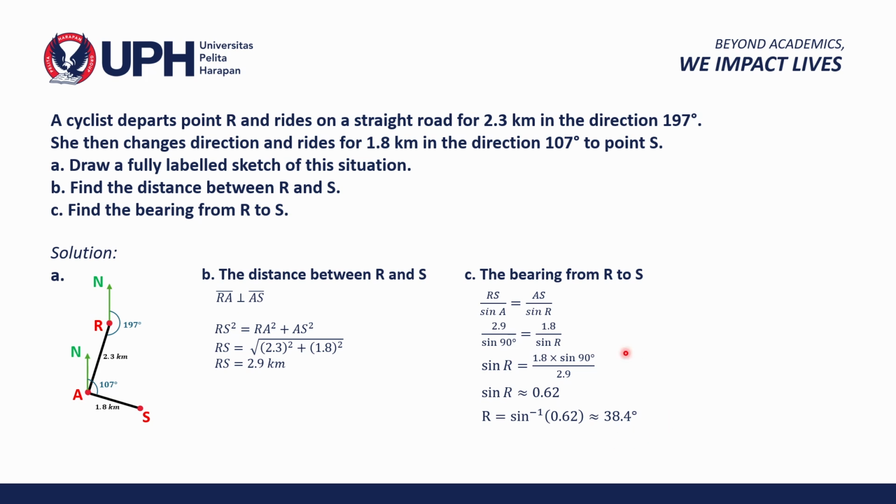38.4 degrees. Since the line RS is rotated clockwise less than the line RA, we subtract this angle from the original bearing. Therefore, the bearing from R to S is 197 degrees minus 38.4 degrees, giving approximately 158.6 degrees. So we have the bearing from R to S is 158.6 degrees.